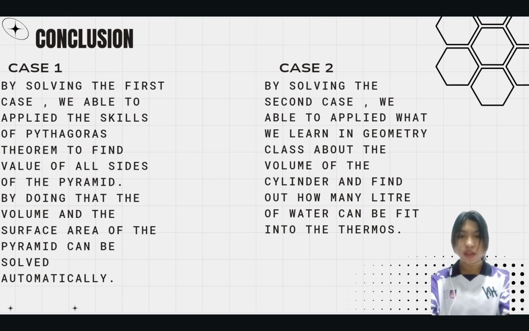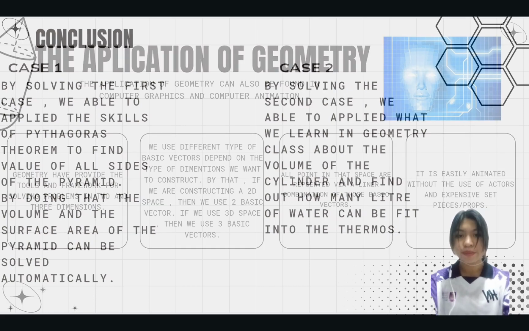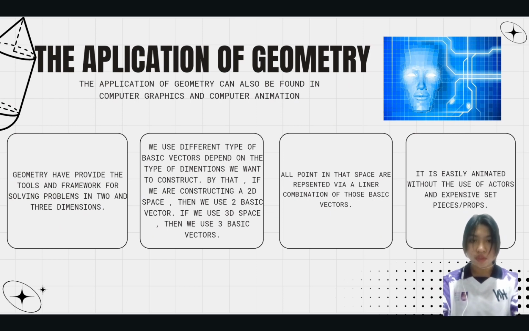So in conclusion, by solving the first case, we are able to apply the Pythagoras theorem to find the value of all sides of the pyramid, and by doing that, the volume and the surface area of the pyramid can be found. By solving the second case, we are able to apply what we learned in geometry class about the volume of the cylinder and find out how many liters of water can fit into the thermos. Application of geometry. The application of geometry can also be found in computer graphics and computer animation.